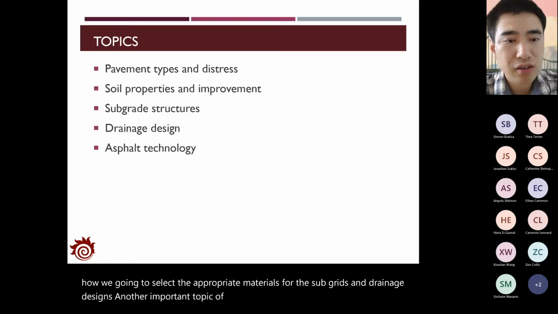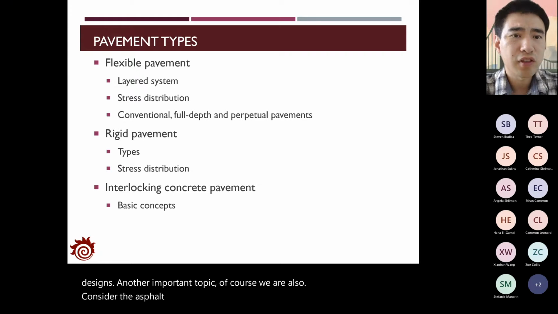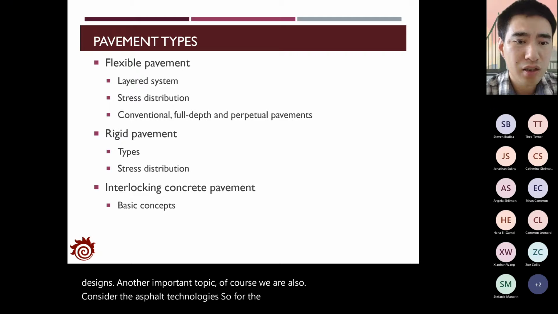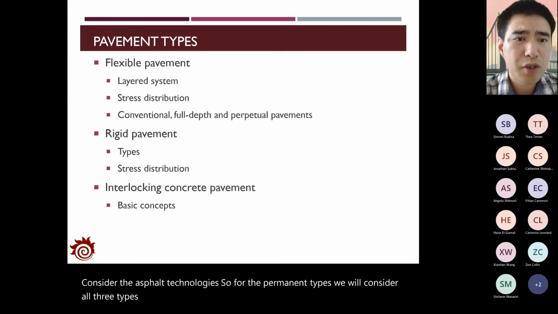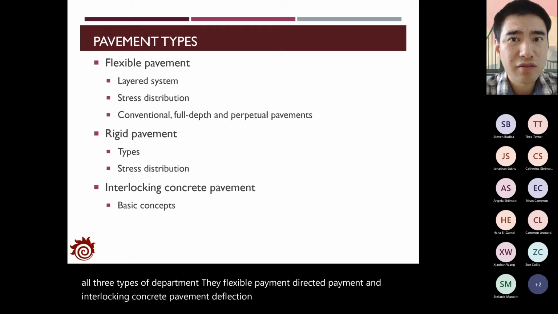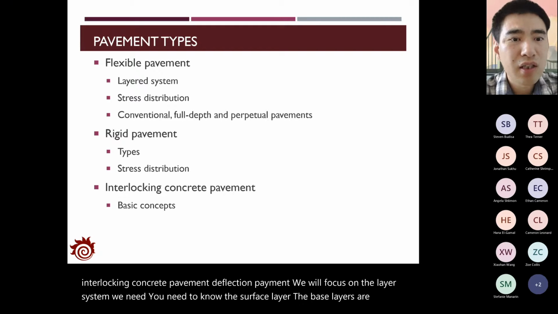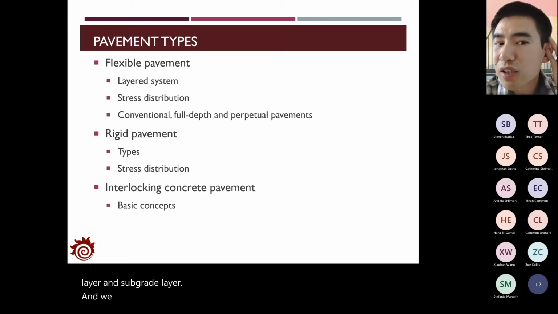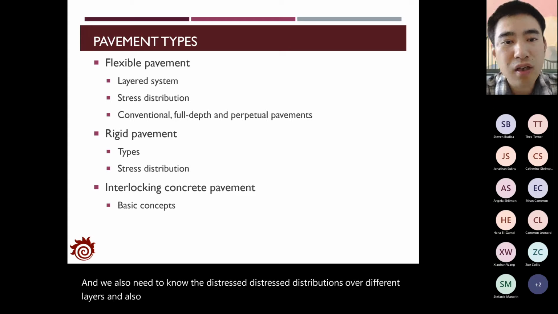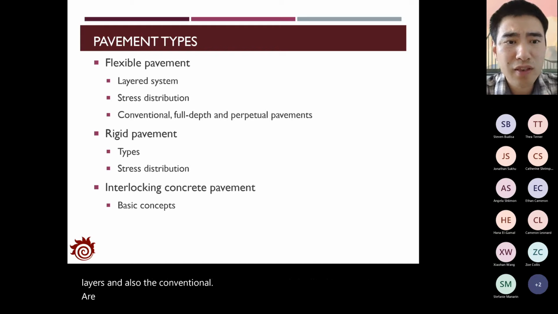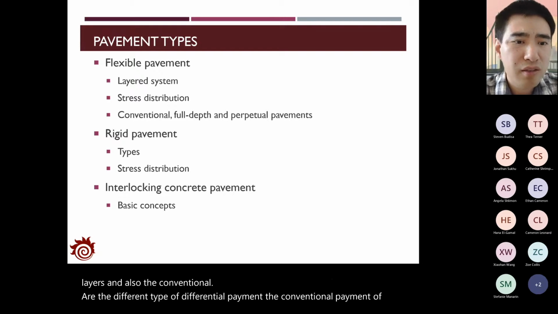Of course, we will also consider the asphalt technologies. For the pavement types, we will consider three types of pavement: the flexible pavement, the rigid pavement, and the interlocking concrete pavement. For the flexible pavement we will focus on the layered system. You need to know the surface layer, the base layer, the sub-base layer, and the subgrade layer. You also need to know the stress distributions over different layers, and the different types of flexible pavement: the conventional pavement, full depth pavement, and the perpetual pavement.